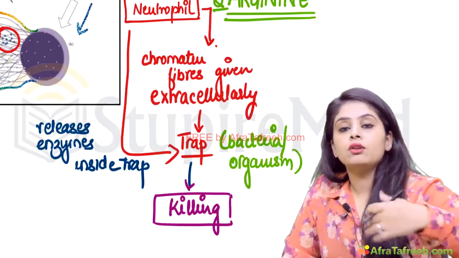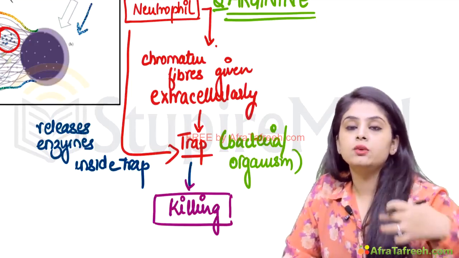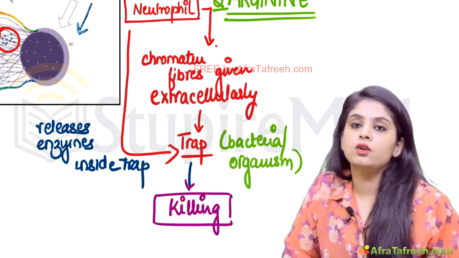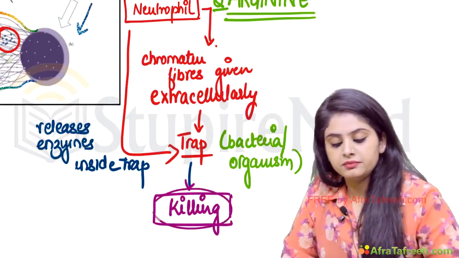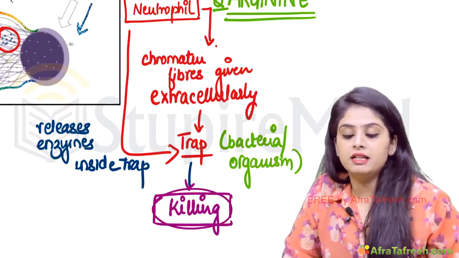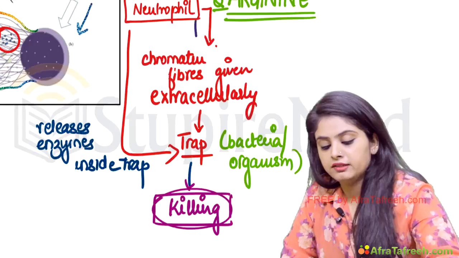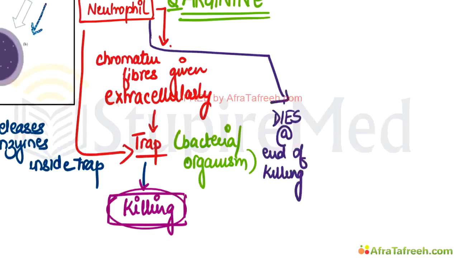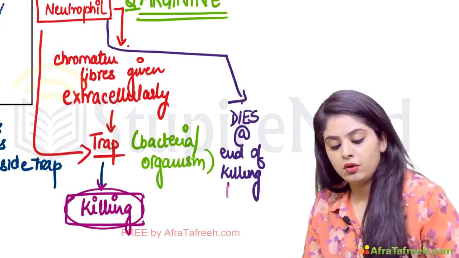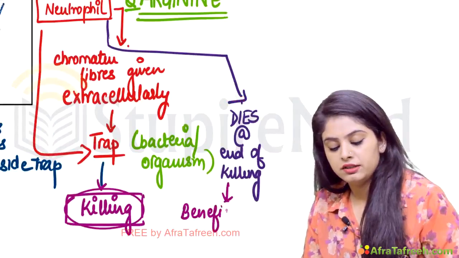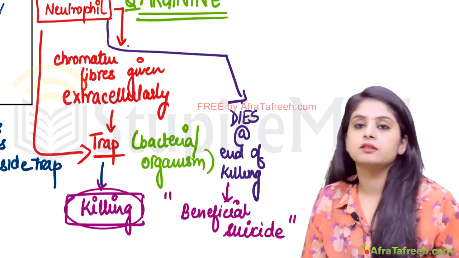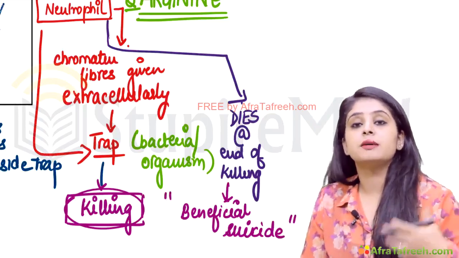If a cell leaves all of its chromatin, all the nucleus has gone out, all the nuclear content has gone out, can a cell survive without its nucleus? No. So in the process of killing the particular bacteria, the neutrophil also dies. The neutrophil also dies at the end of killing. So I can say that this is nothing but an example of a beneficial suicide. That is the other term given to it. Beneficial suicide. That is, the neutrophils themselves will die.